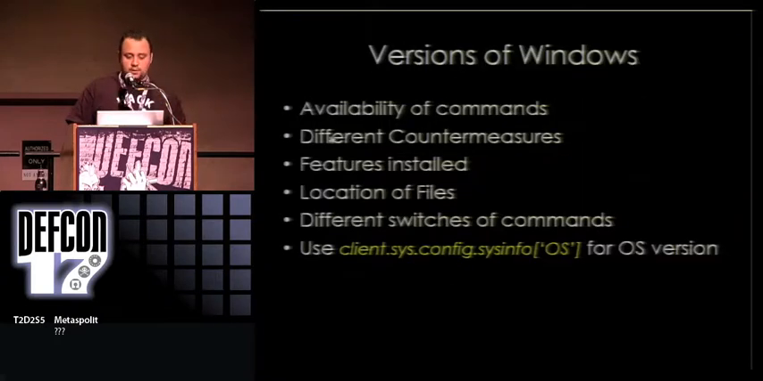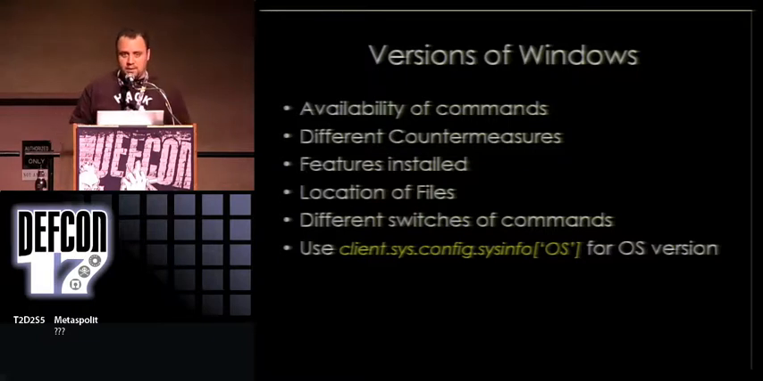On the versions of Windows, as I mentioned later, you have the availability of commands. Each version of Windows has different countermeasures. Different features are installed in different versions of Windows. Right now, if I'm on a Windows 7 box or a Windows 2008 box or a Vista box, and I want to do something like wget, I have bitsadmin, where I can go through a proxy, HTTP, download my tools. I do not have that in Windows XP. I don't have it in Windows 2003. So different features are installed on different versions of Windows, so take advantage of them.